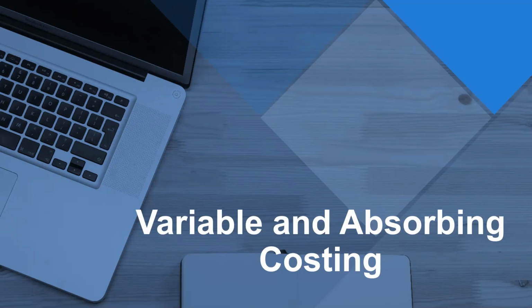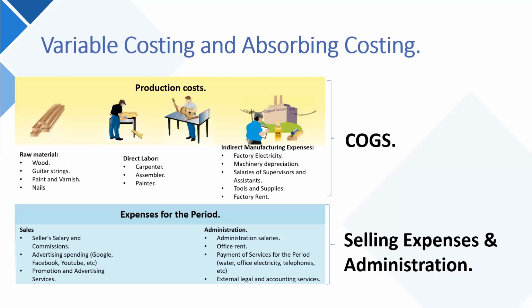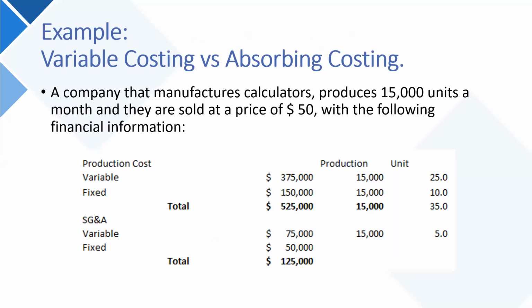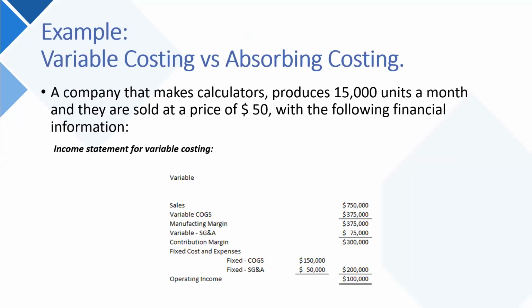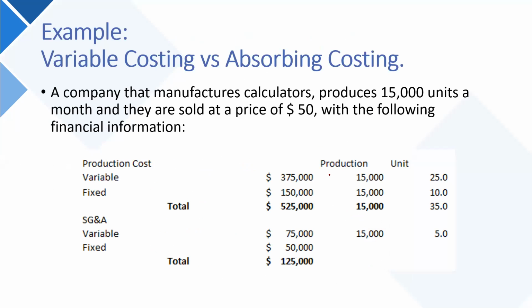So please help me remember where we left off last class. It was just after case one, right? I remember we saw this one right now. We finished case one, which was what happens when you do variable costing and absorbing costing when you have the same production as sales. We are selling 15,000 and we are producing 15,000.